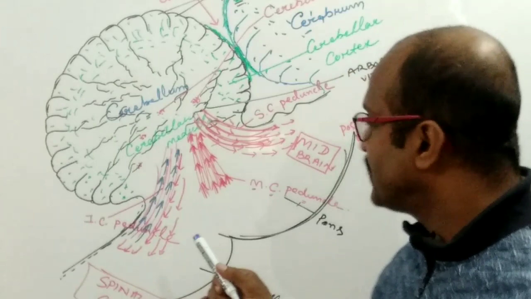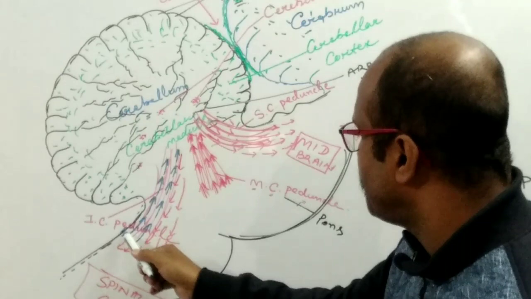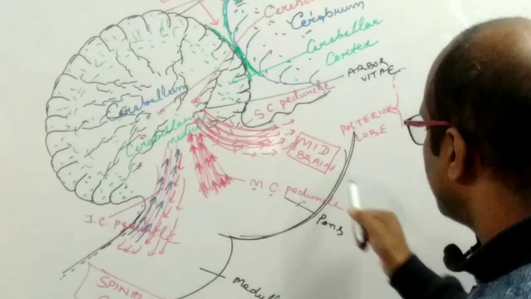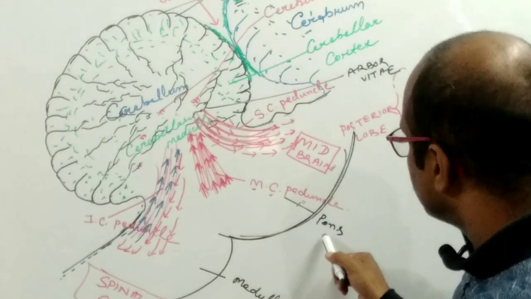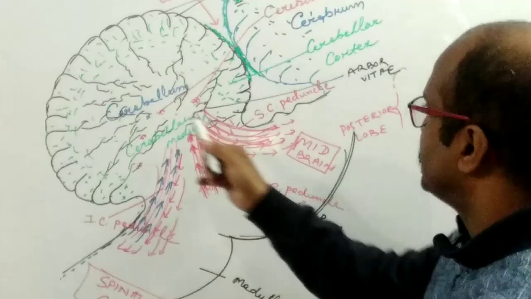For the longitudinal fibers, this is one peduncle, the superior cerebellar peduncle, and this is the inferior cerebellar peduncle. So these are both peduncles. These superior and inferior peduncles contain the longitudinal fibers. The longitudinal fibers of the pons contain both sensory and motor fibers, and such fibers connect the cerebellum with the pons or with the midbrain.